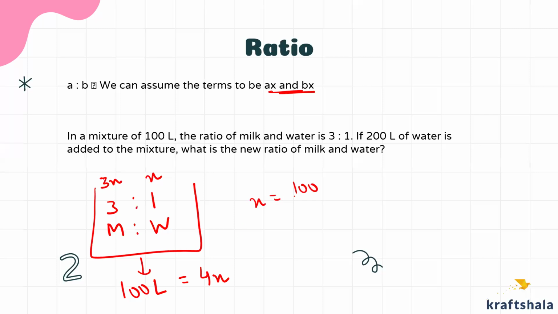So x will be 100 upon 4, which is 25 liter. So I know that water is x, that is 25 liter, and milk is 3x, that is 25 into 3, 75 liter. I hope this is clear. वैसे you can do directly as well कि this is 1/4, this is 3/4. But I'm keeping in mind the backgrounds of all of you. Some of you might not be aware of these. So that is why I'm telling from very scratch.